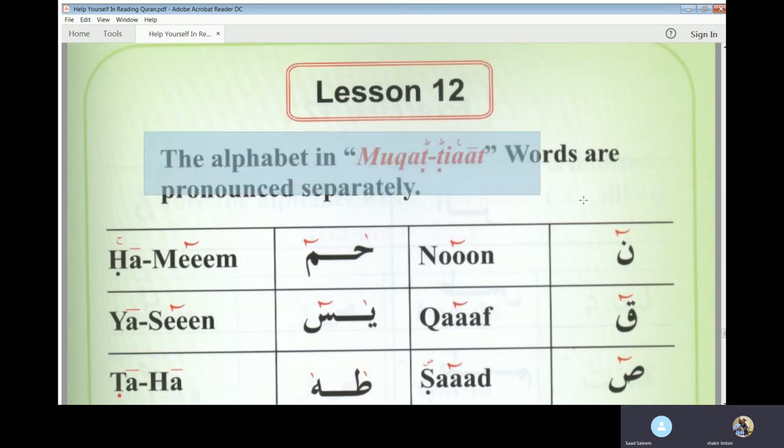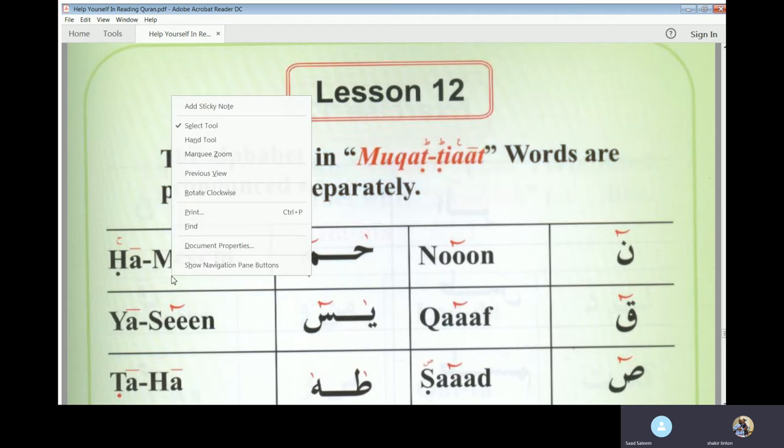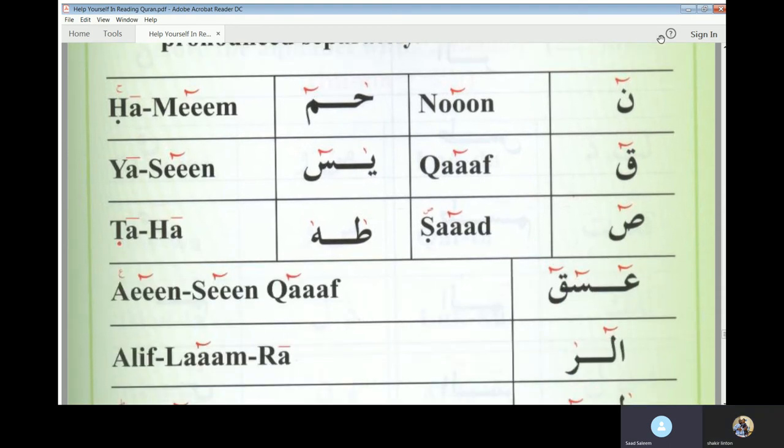Lesson 12. The alphabet and muqattiat words are pronounced separately. This Ha is prolonged two times because it has erect fatha, and meem is four times. Ha meem.